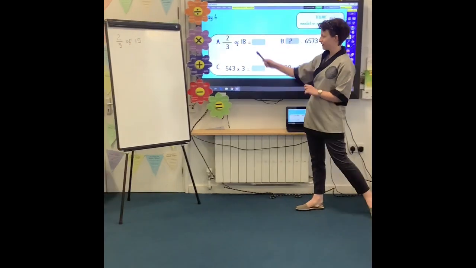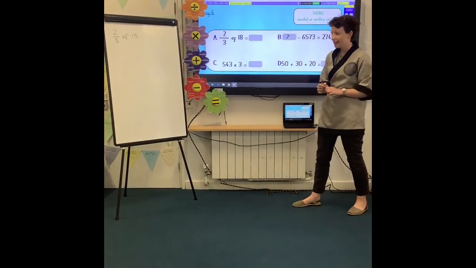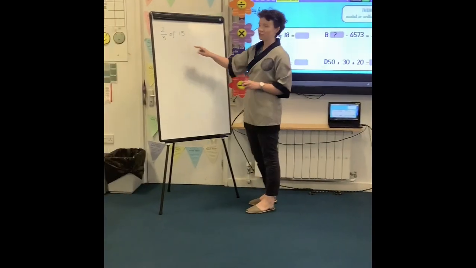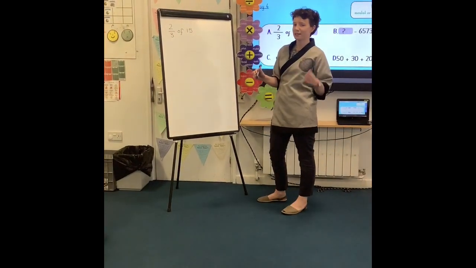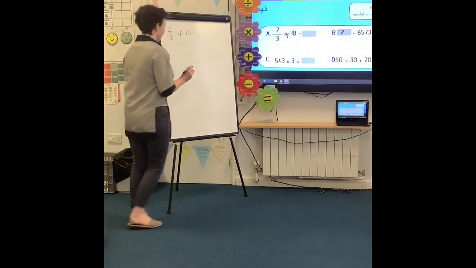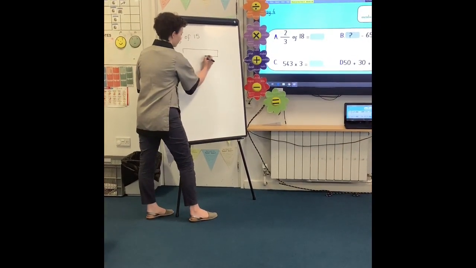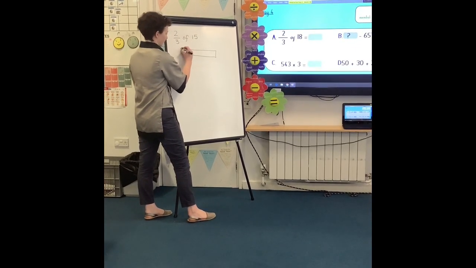So question A is asking you to find 2/3 of 18. So we are just going to have a practice go finding 2/3 of a different number. So we're going to find 2/3 of 15 and then you can use this method to work out the answer to A. So I know that my total is 15.